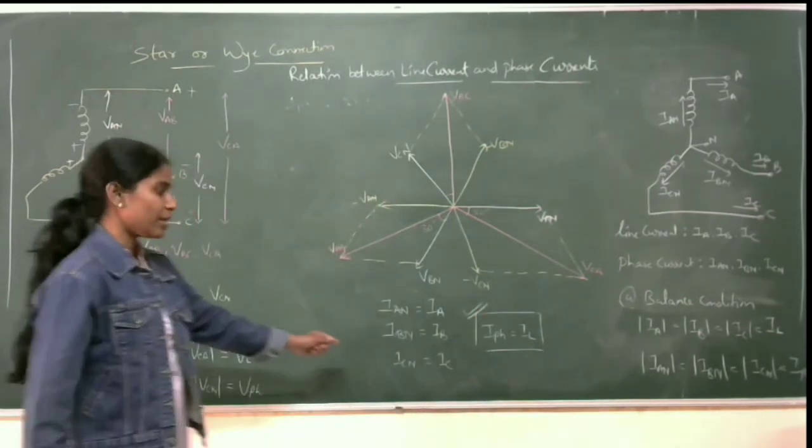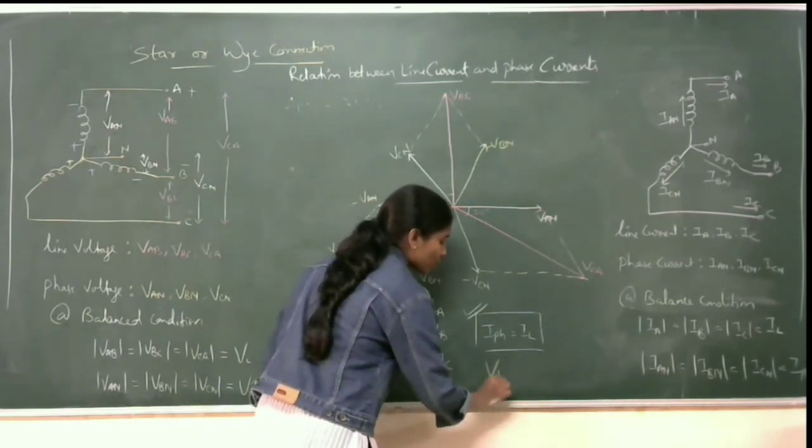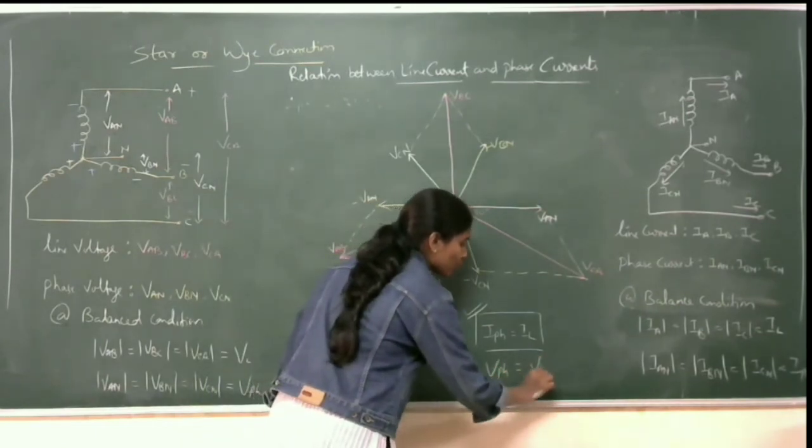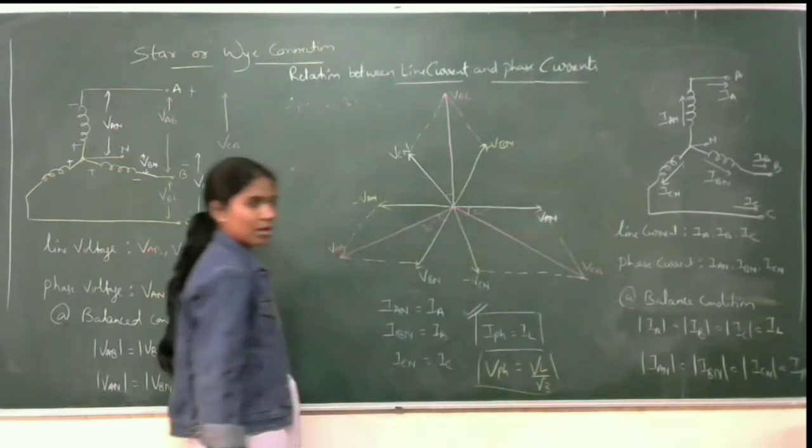That's a very simple derivation. Okay, and for the relation between phase voltage and line voltage, that is VPH equals VL by root 3. So we should remember these two formulas for star connection.